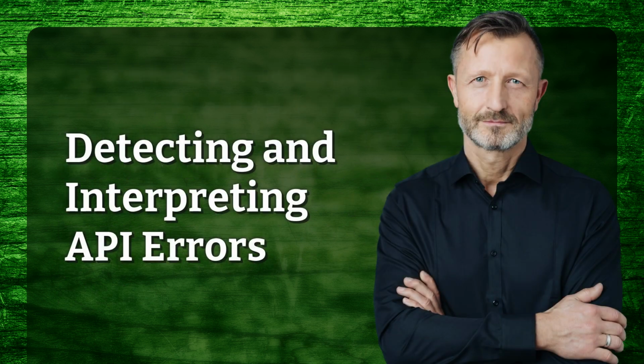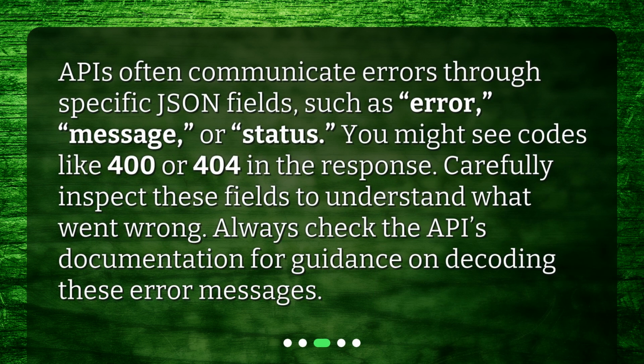Detecting and interpreting API errors. APIs often communicate errors through specific JSON fields, such as error, message, or status. You might see codes like 400 or 404 in the response. Carefully inspect these fields to understand what went wrong. Always check the API's documentation for guidance on decoding these error messages.